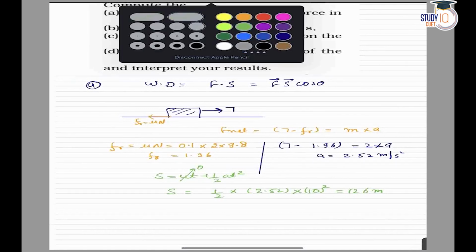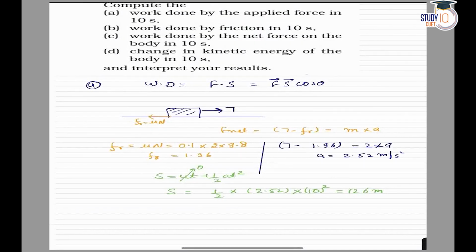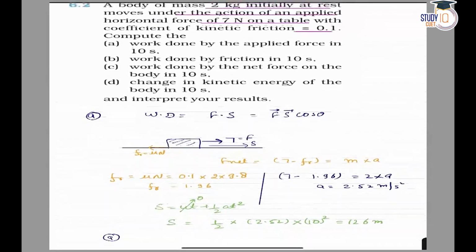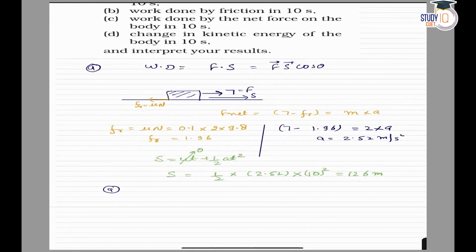In this situation, the force is applied toward the right and the displacement also takes place toward the right, so the angle between the force 7 Newton and displacement is 0. Work done can be written as Fs cos theta. Coming to part A, work done is Fs cos theta, which is Fs as theta is 0, so cos theta is 1. The value of F is 7 Newton and the displacement comes out to be 126. So the work done comes out to be 882 joule.